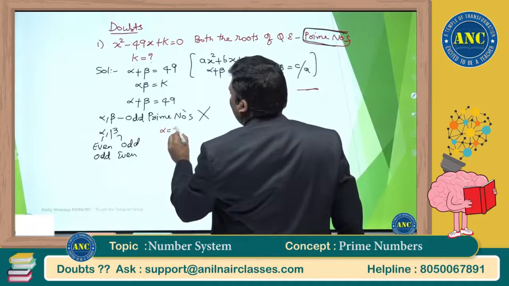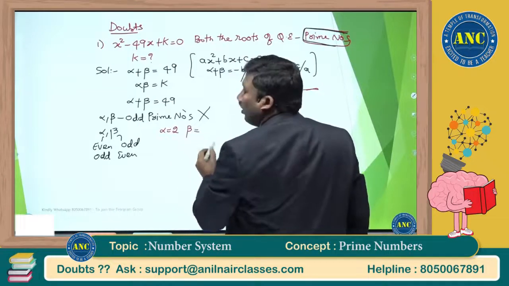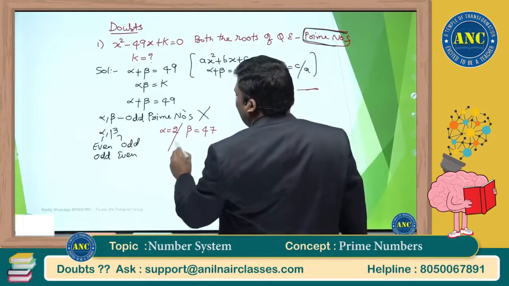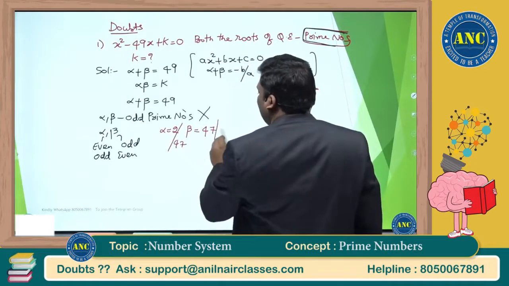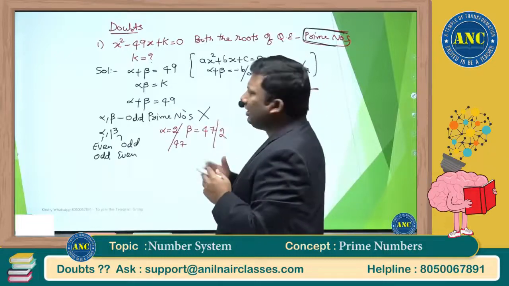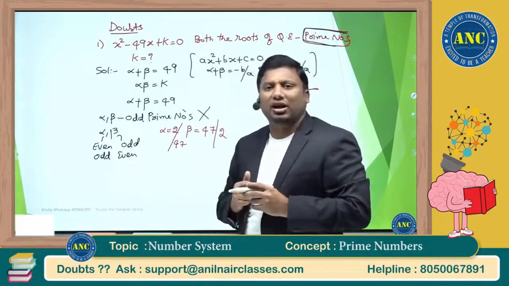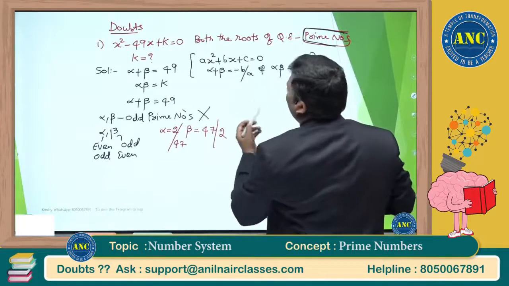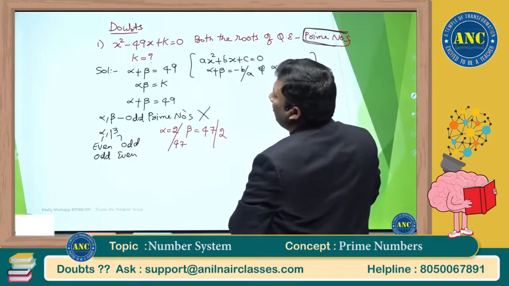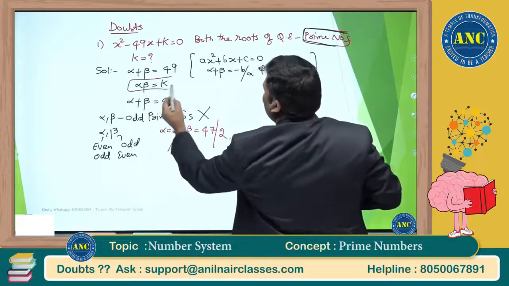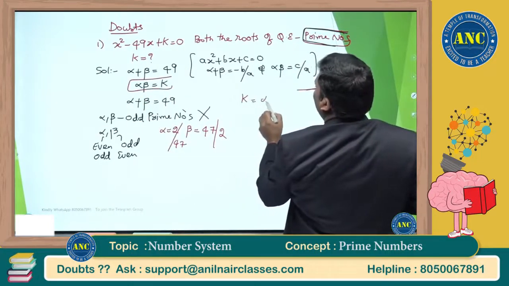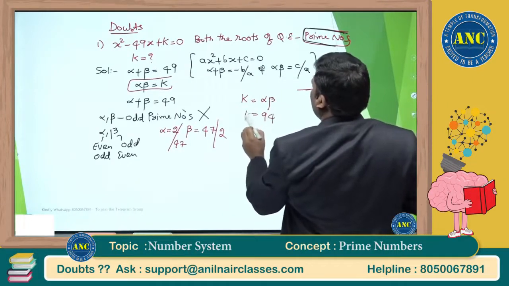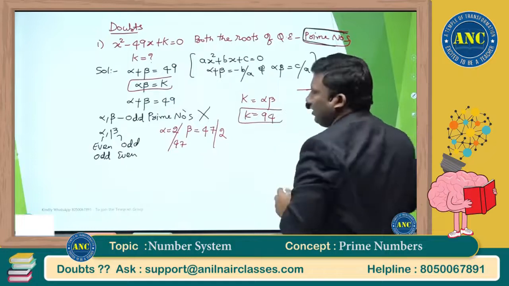So the only case possible is that one has to be even. The only even prime is 2. Alpha is 2, beta is 47, or if alpha is 47, beta will be 2. Either value it can take, there is no condition given that alpha is less than beta. Anyway, we do not need alpha and beta. We require k, which is the product of the roots, alpha beta. So 2 into 47 is 94.